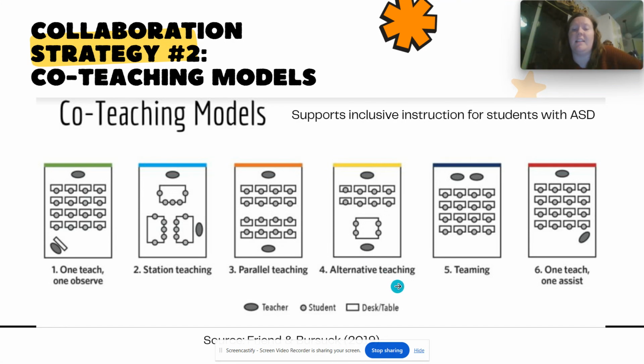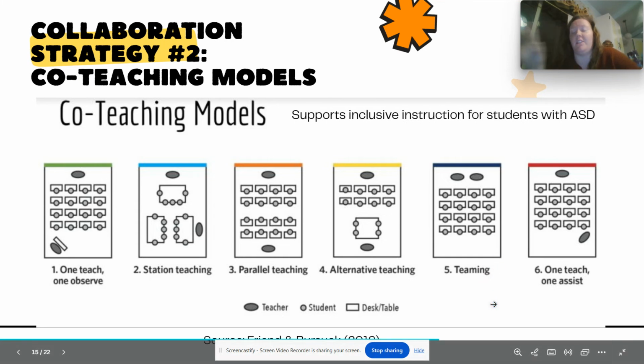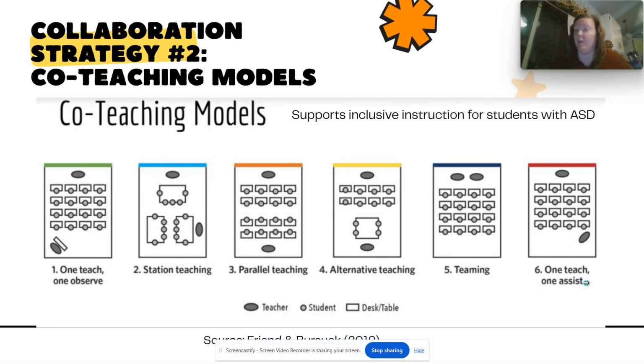There's alternative teaching, where one teacher teaches for a little bit and then stops, and the other teacher teaches for a little bit and then stops, and then they switch off. There's teaming, where they're both up at the front teaching at the same time, and then one teaching and one assisting. So one is teaching and one is walking around, really helping with those behaviors, stopping for specific students, asking them if they need help with different problems.